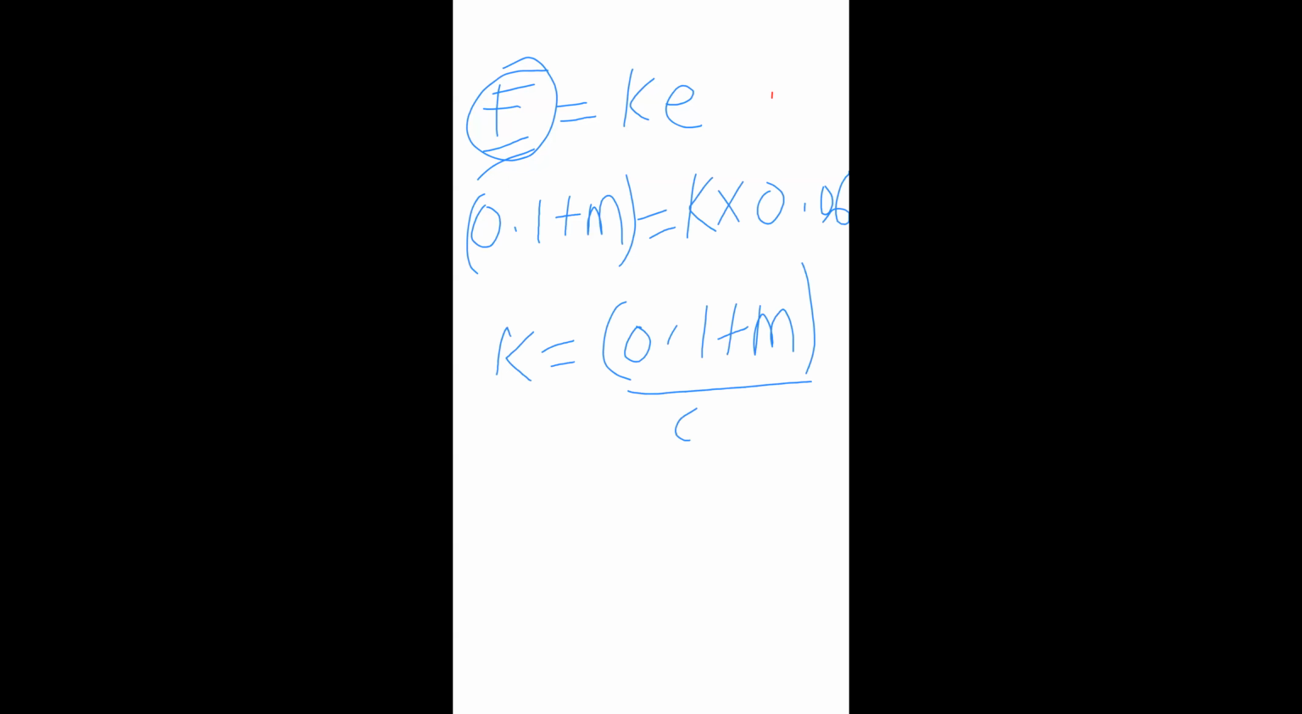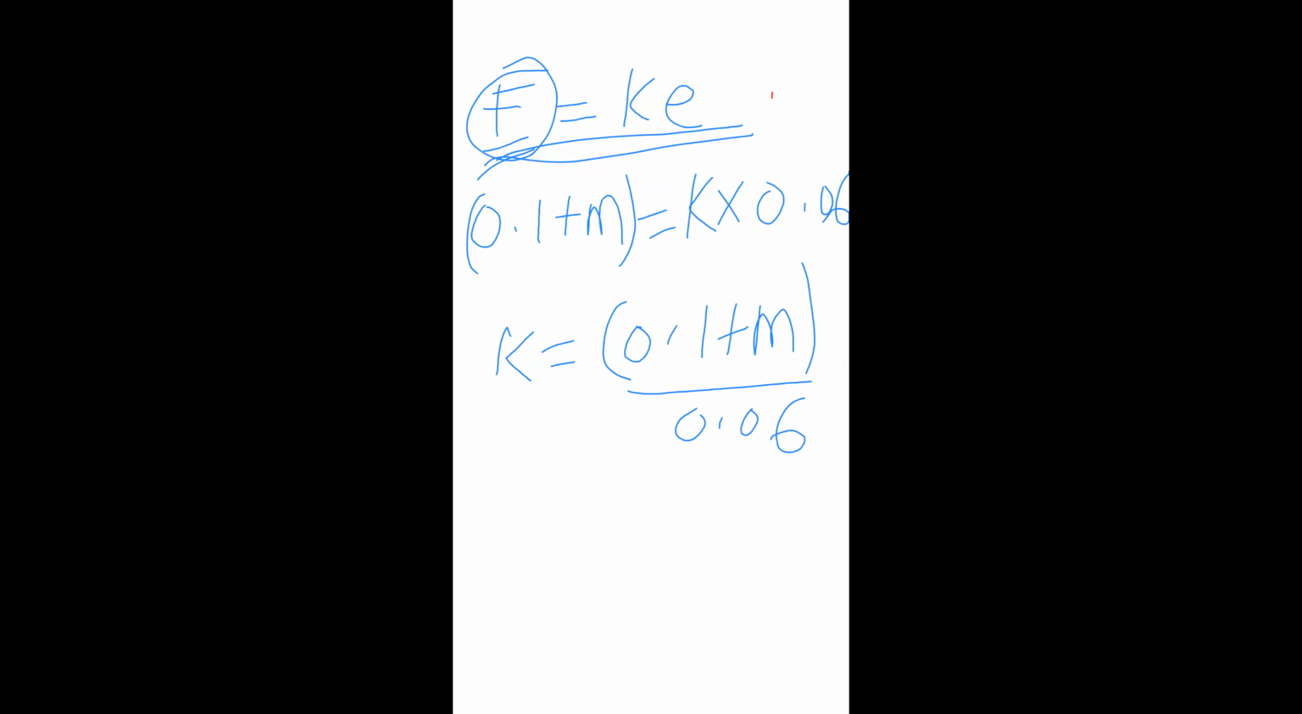So instead of F, we are going to put our mass for the first one, which is M1, 0.1 plus M, is equal to a constant times E. Our E is 0.06, that is the first E. Now, if you know how to make K the subject, K will be equal to 0.1 plus M, then divide by 0.06. I've made K the subject in my expression, F is equal to KE.